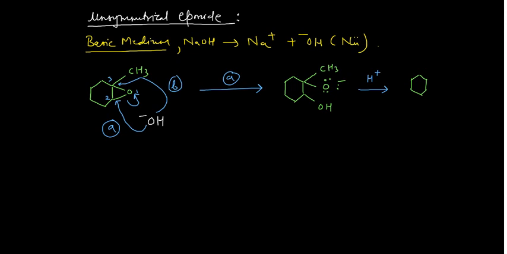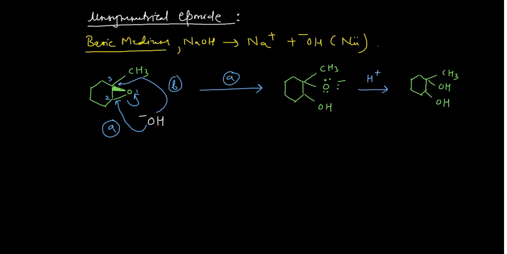CH3 is here and OH over there, and say this is OH again. So basically you have produced your diol. Now what about the stereochemistry of the diol? Say I have started my reaction in that manner. Say this is your beta bond.